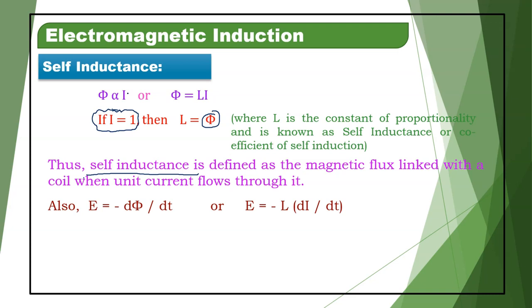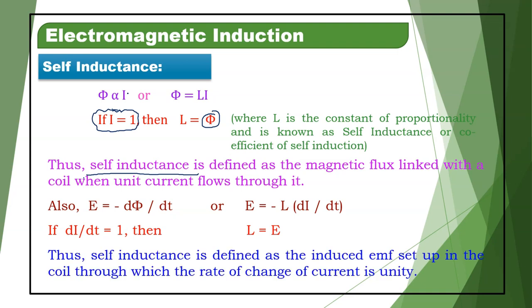We know the formula of EMF, which is E equals minus d phi by dt. We just put this value in and get the value of EMF, E equals minus L di by dt. If di by dt is equal to 1, then L is equal to E. Self-inductance is defined as the induced EMF set up in the coil when the rate of change of current is unity.